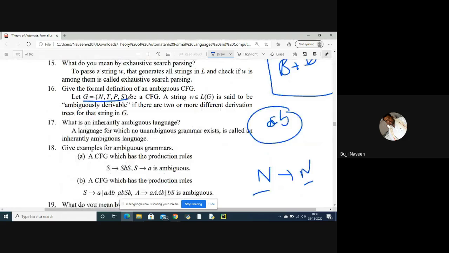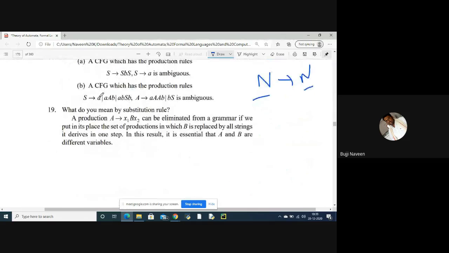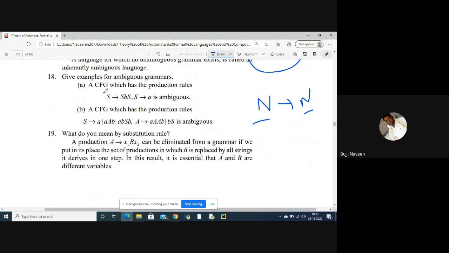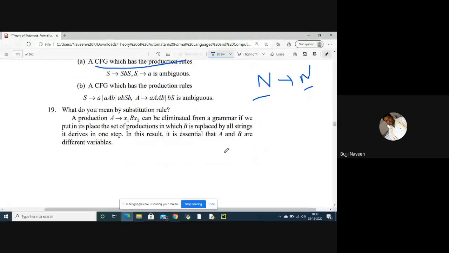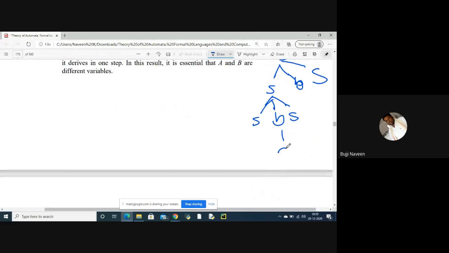Actually, we learned this NTPS or VTPS. Here, the given grammar is S tends to SBS. We'll see here: S tends to S, B, S. It is S. S tends to SBS. It is small a, small a. The string is ABABA.